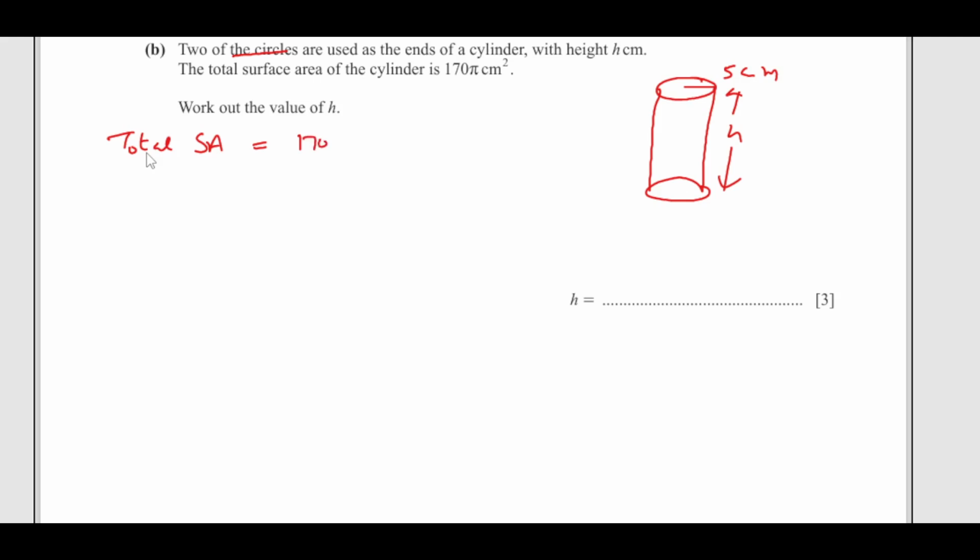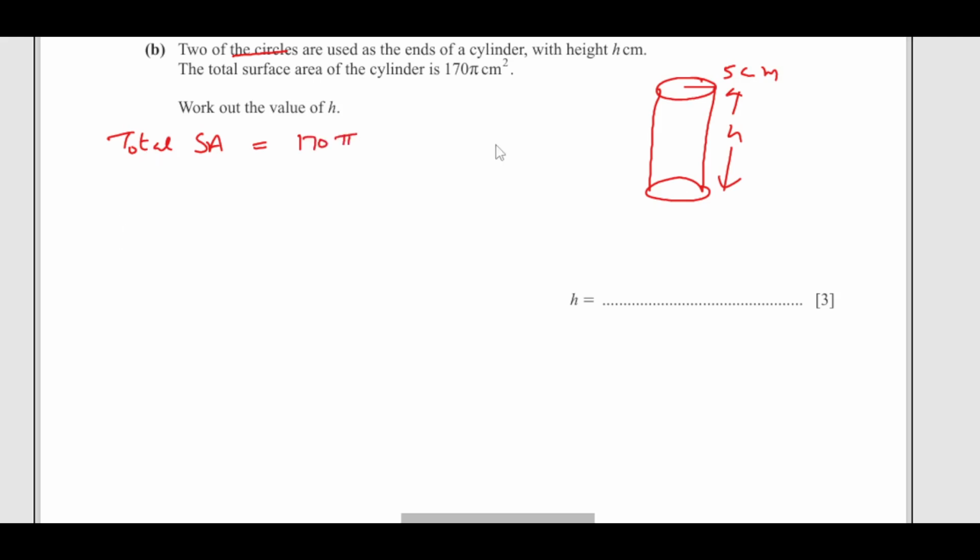Now, the same circle is used as the end of a cylinder with a height, meaning we are talking about the same circle here. So it's something like this. Okay, so here the radius is again going to be 5 centimeters, and this is the height, and the total surface area we are given is 170 pi. So the total surface area of the cylinder is 170 pi, right?